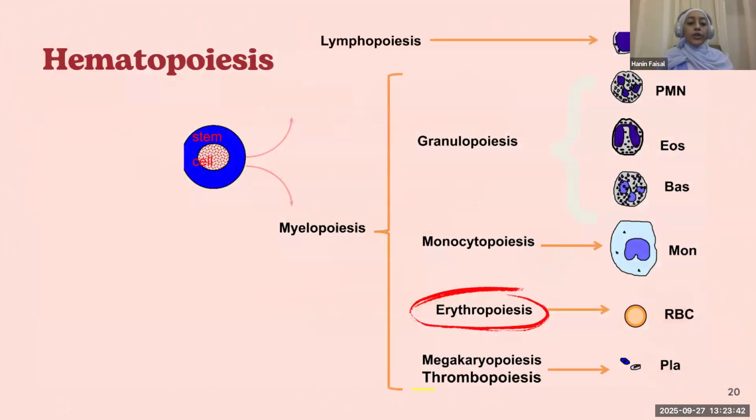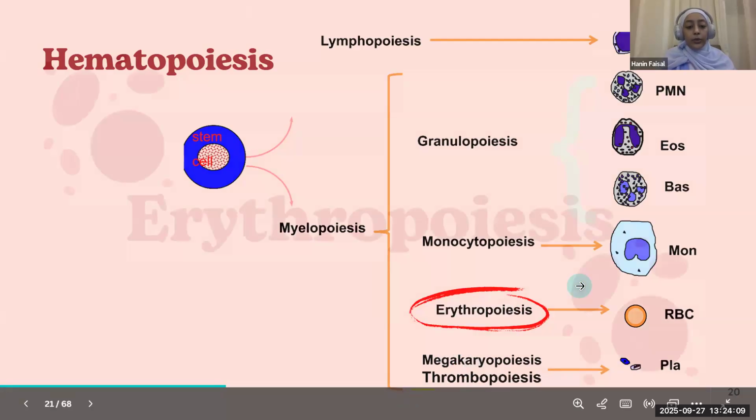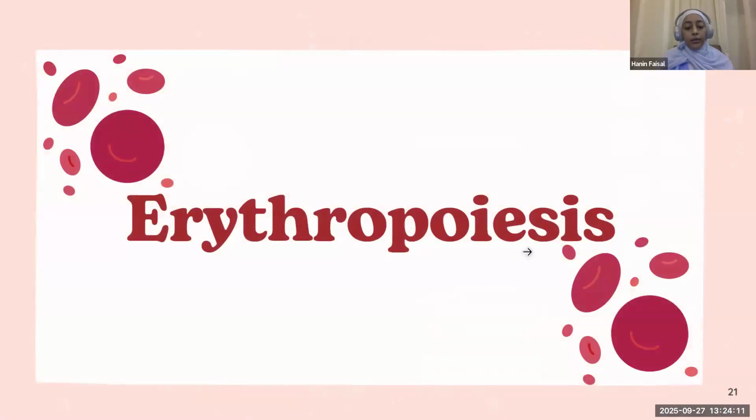Now let's go into hematopoiesis in more depth. Again, it's the process of forming the blood cells, and it has many subdivisions: lymphopoiesis, forming the lymphocytes; granulopoiesis, forming the granulocytes, which are eosinophils, basophils, and neutrophils; monocytopoiesis, forming your monocytes; erythropoiesis, forming your red blood cells; and thrombopoiesis, or megakaryopoiesis, forming your platelets. Let's start with erythropoiesis. Poiesis is formation, erythro is your red blood cell.